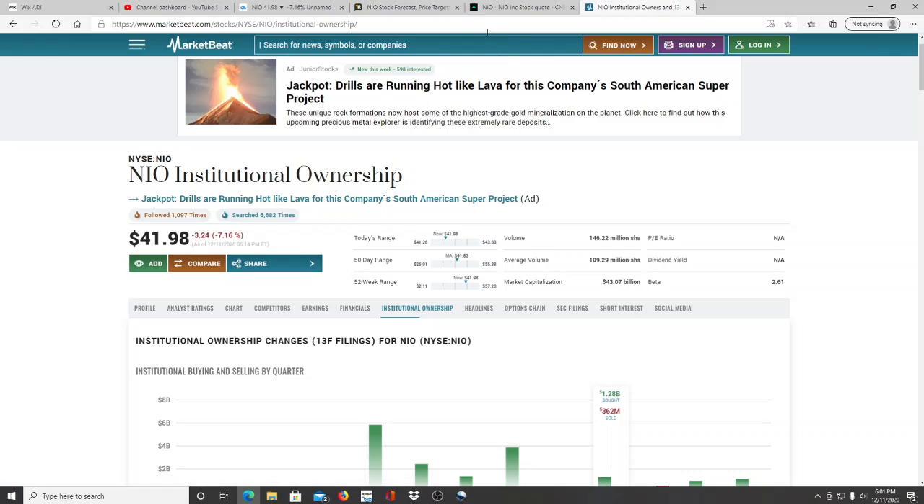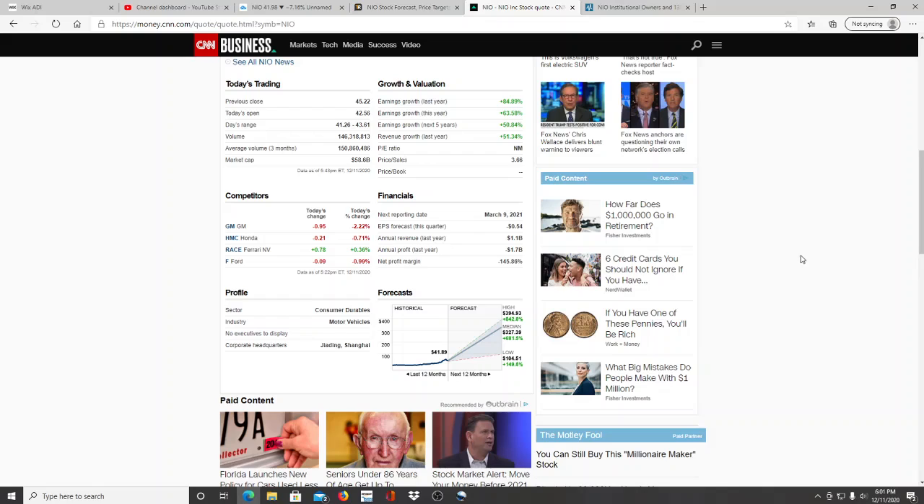So I'm not sure where they're getting these price targets from, and what's causing these price targets to even be mentioned. So here we have CNN, and they are the wildest with their forecasts. I mean, they are pretty impressive with it.